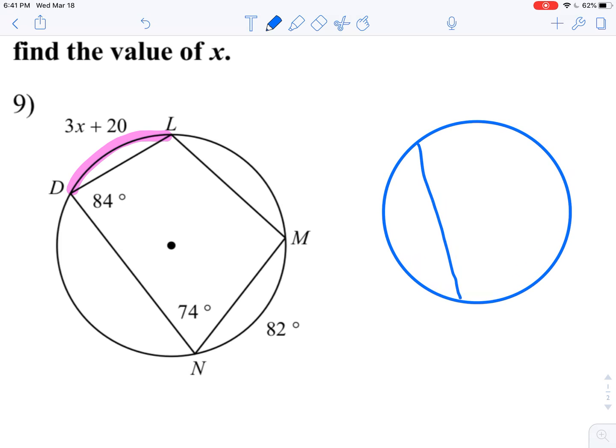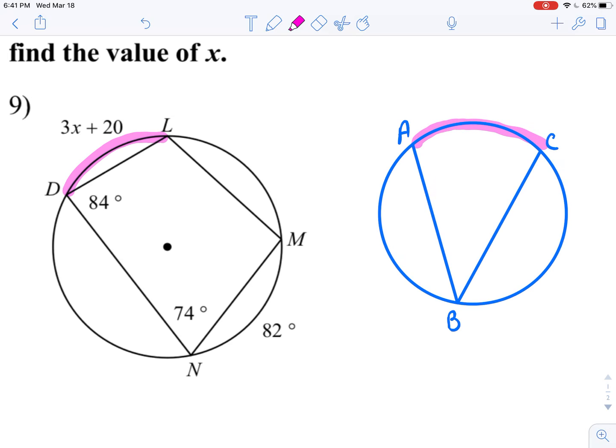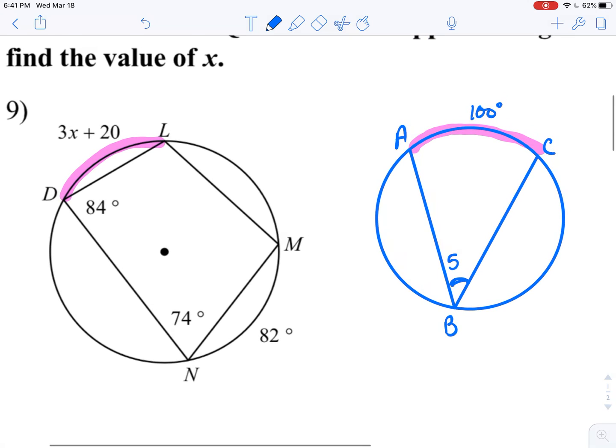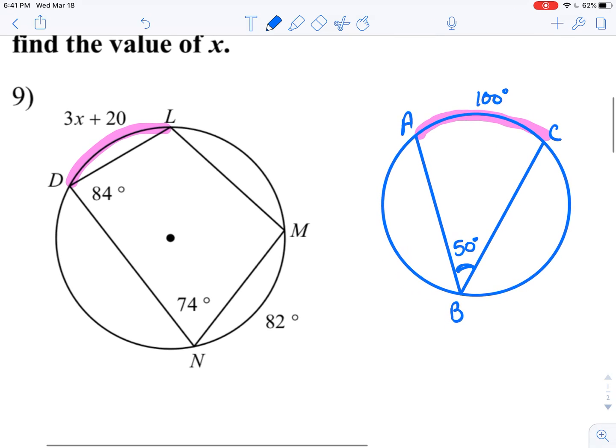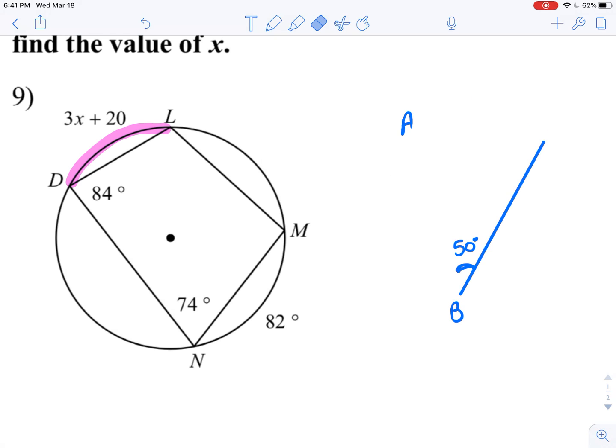If I have a circle with an inscribed angle, so this angle here has its vertex on the circle. Let's call this A, B, C. If arc AC is 100 degrees, I know the inscribed angle that intercepts that arc has to be half of the arc measure, so that's got to be 50. Okay, so that's the first thing we need to know to solve any inscribed polygon problem.